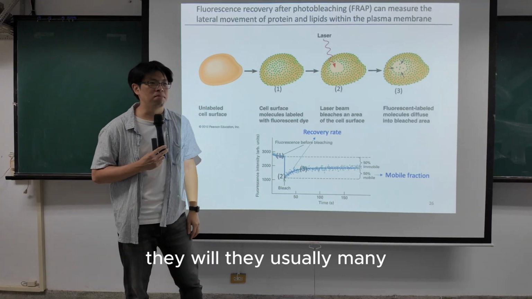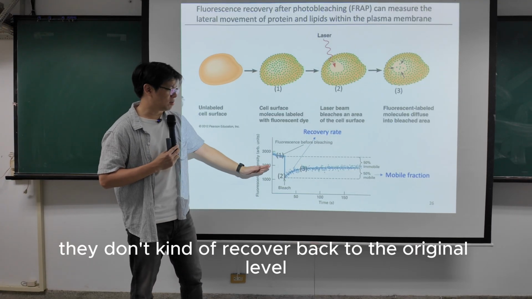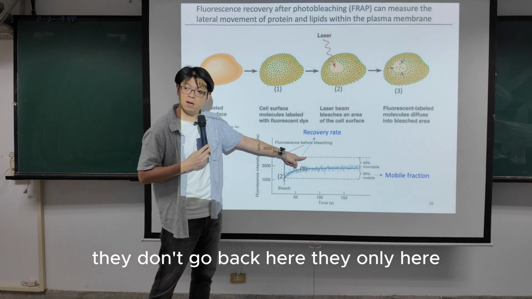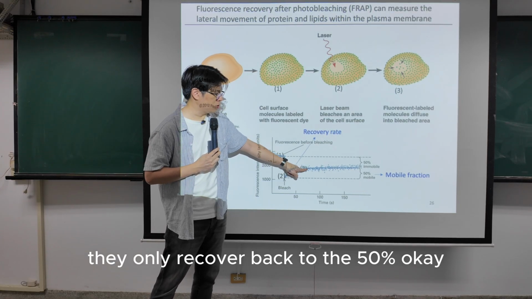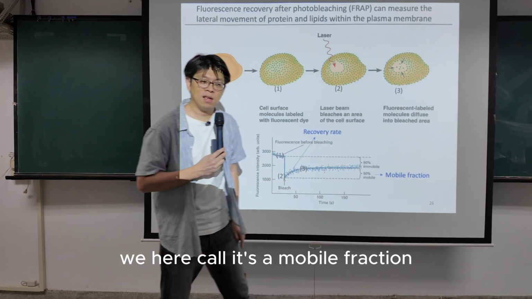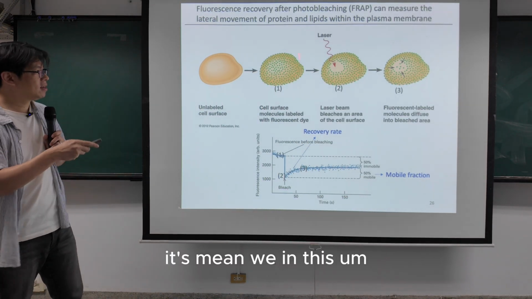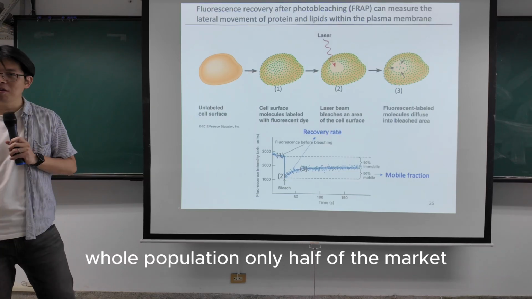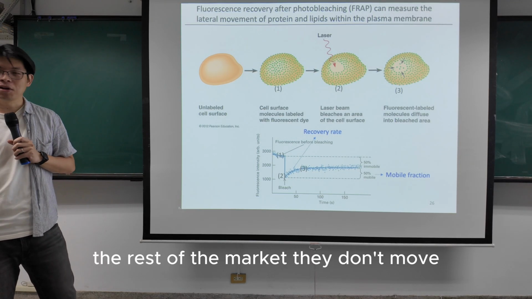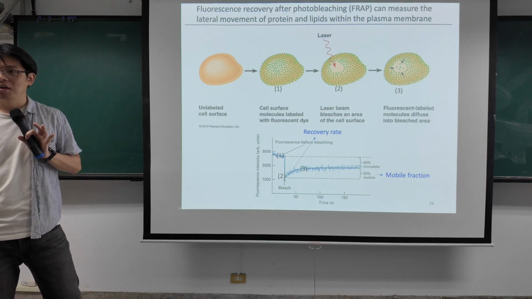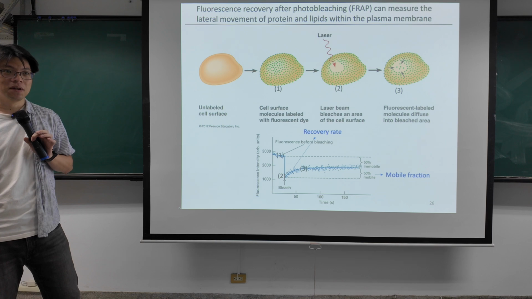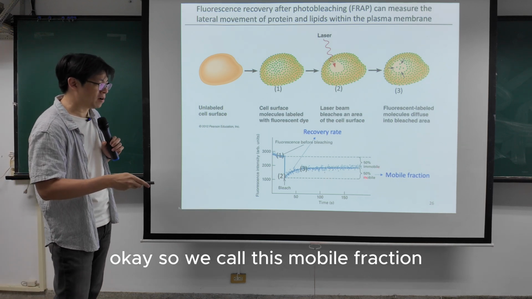in many cases they don't recover back to the original level. They don't go back here. They only recover back to 50%. Here we call this the mobile fraction. It means in this whole population, only half of the molecules are moving. The rest of the molecules don't move. They are static. That is why you never see them recover back to the original level. So we call this the mobile fraction.